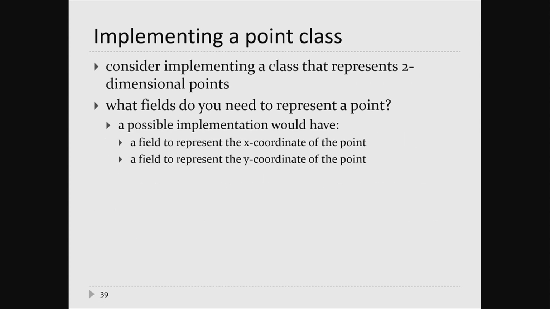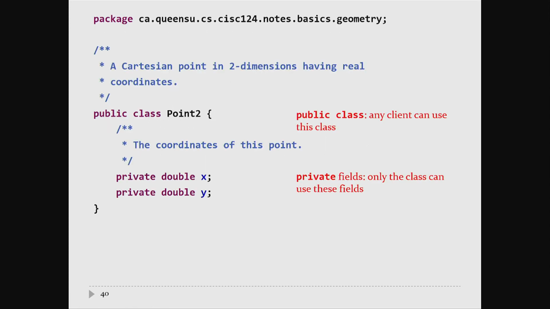Okay. So for a two-dimensional point, how can you represent X and Y? This is one way. You can have one variable called X, and another variable called Y. That certainly works. It's not the only way.